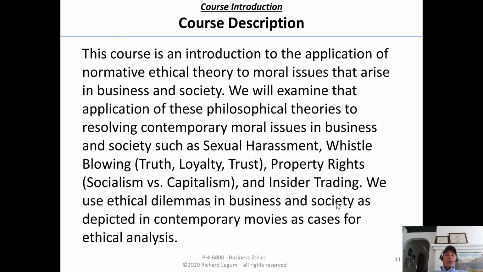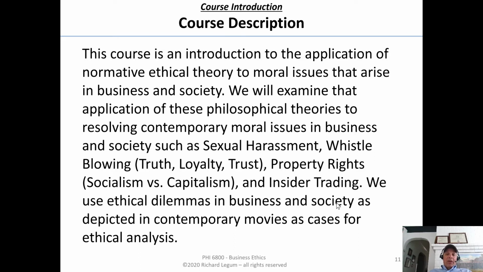Okay, now the real course description, or I should say a more detailed one that's more specific about what we're going to be doing: an introduction to the application of normative ethical theory. Oh my God, that's the second time you've seen this word, normative ethical theories. What the heck is that talking about? Well, basically, that is a philosophical theory of what makes certain actions or certain things right or wrong, good or bad, and we'll talk more about it. But we're going to talk about applying these ethical theories that philosophers have come up with to explain our moral judgments to moral issues that arise in business and society.